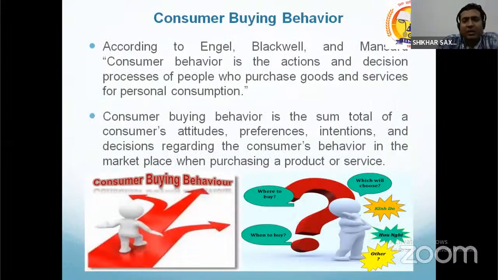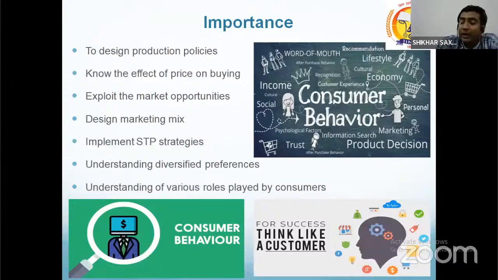Now let's talk about what we mean by the term consumer behavior. According to Engel, Blackwell, and Miniard, consumer behavior is the actions and decision processes of people who purchase goods and services for personal consumption. Hence, consumer behavior is the sum total of the consumer's attitudes, preferences, intentions, and decisions regarding behavior in the marketplace when purchasing a particular product or service. Basically, consumer behavior is what a consumer will choose, where a consumer will buy, and when the consumer will buy. Is it good? Is it not good? All the confusions about the appropriate behavior fall under the scope of consumer behavior.